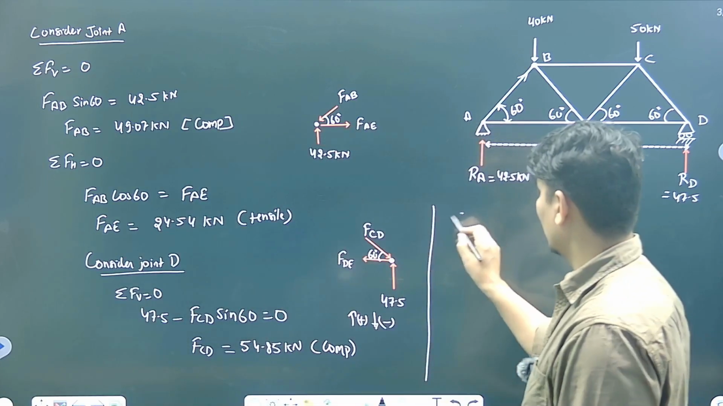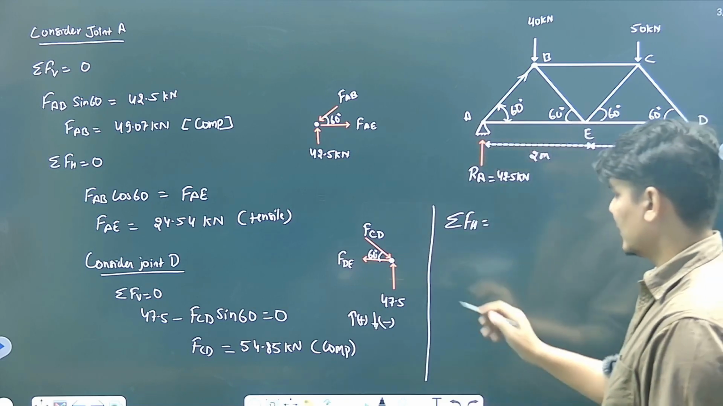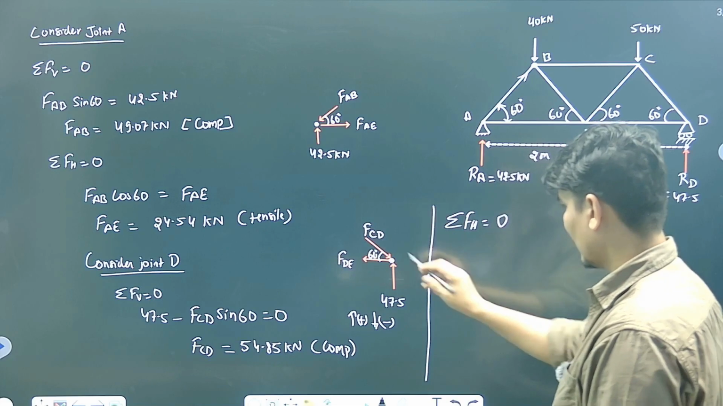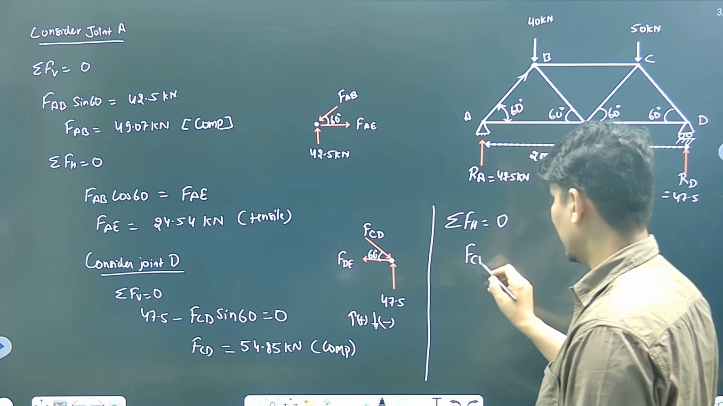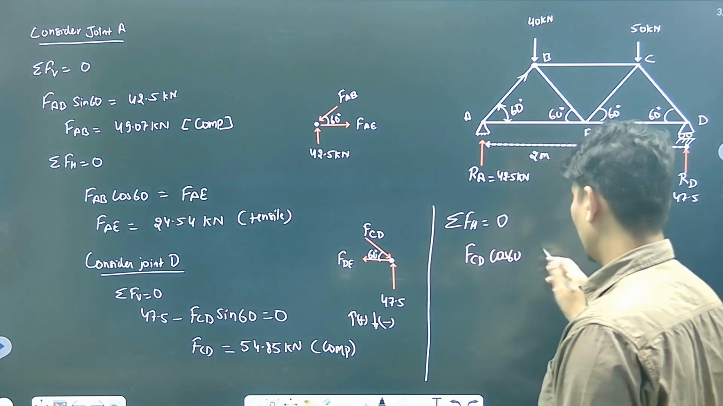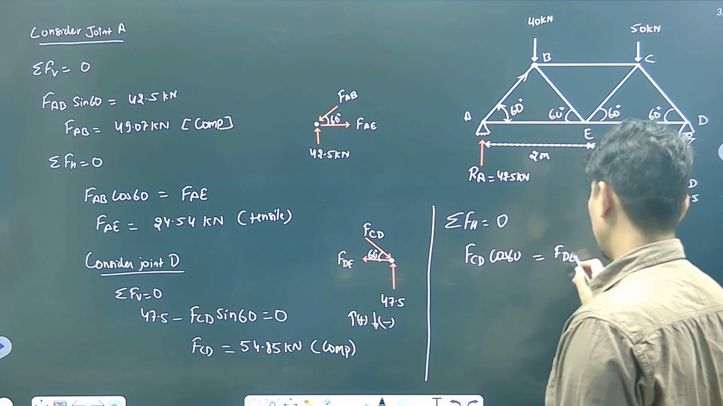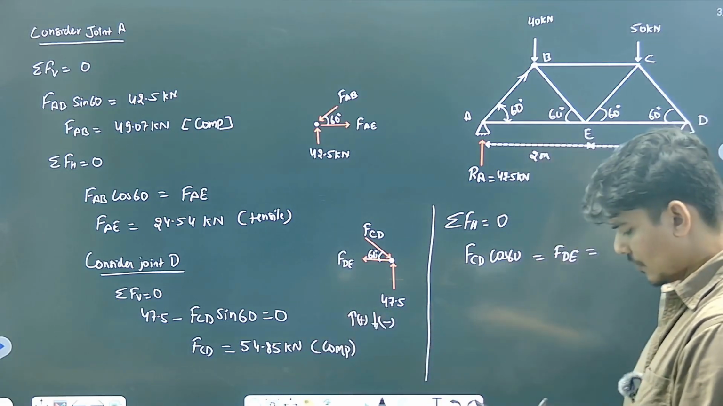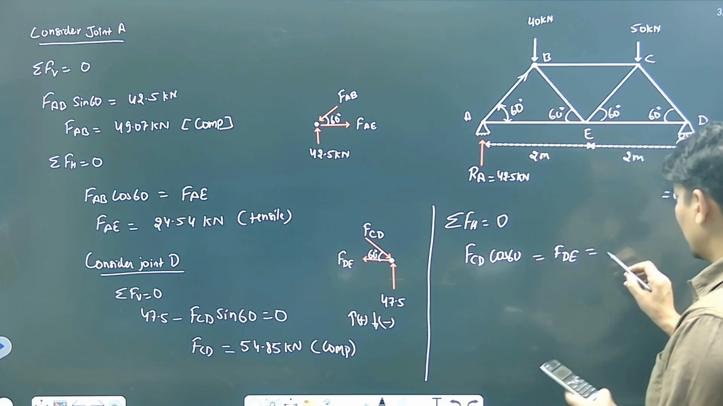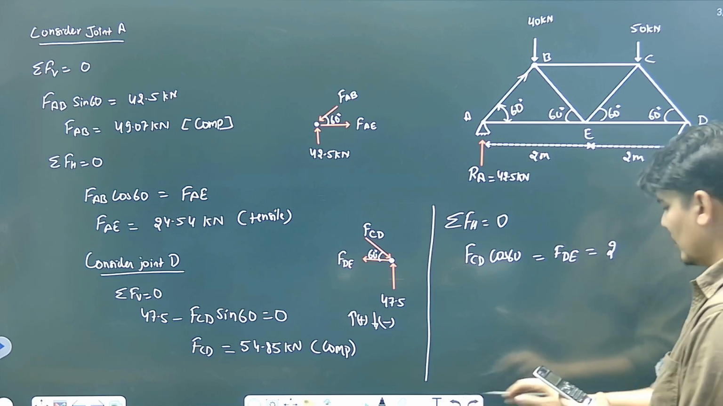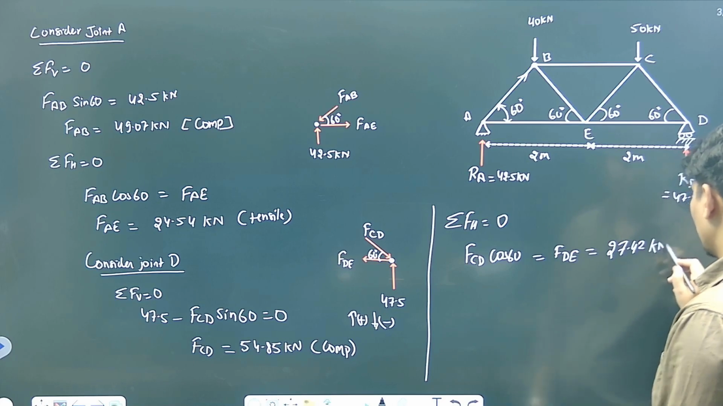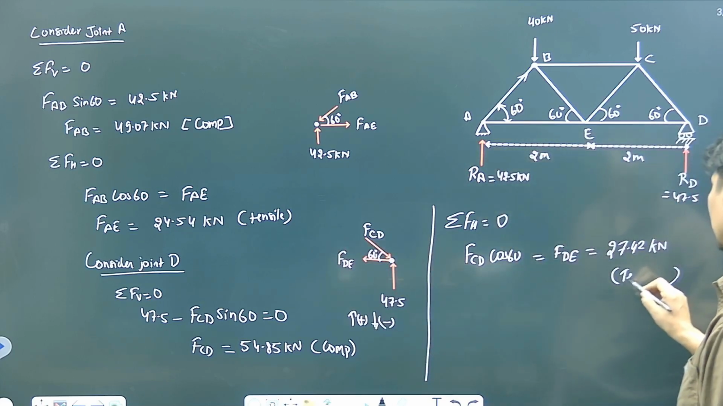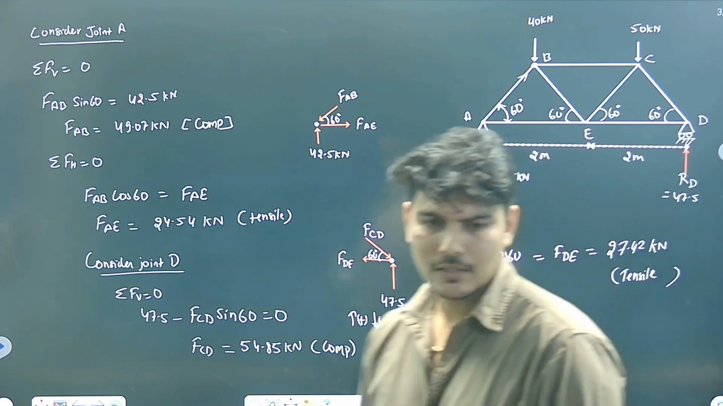Now resolve horizontally. If you resolve in the horizontal direction, the component of FCD is away from the joint. I can write F of CD cos 60 will be equal to force in DE member. So how much will come in the DE member? FCD is already calculated as 54.84, multiplied with cos 60. It's 27.42 kilonewton. What is the nature? So DE is away from the joint, the nature is tensile. Right?